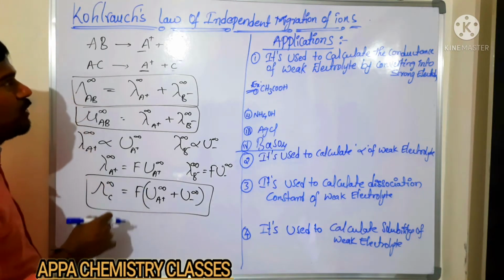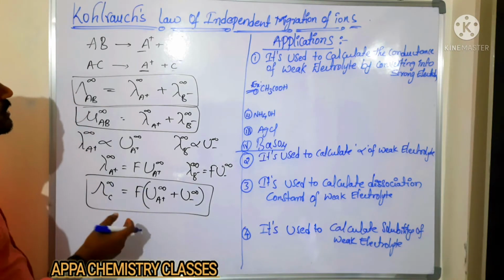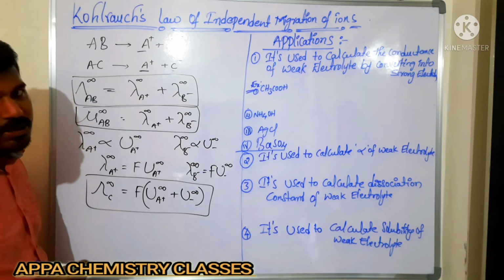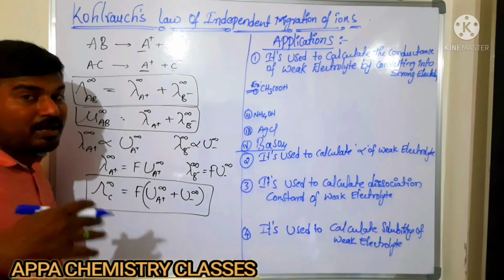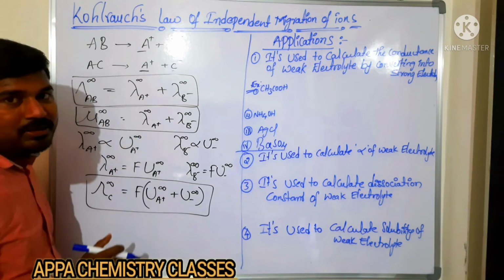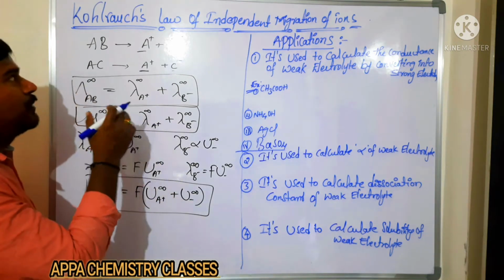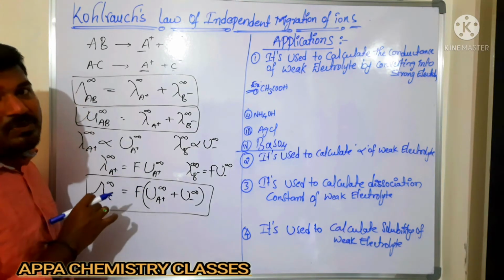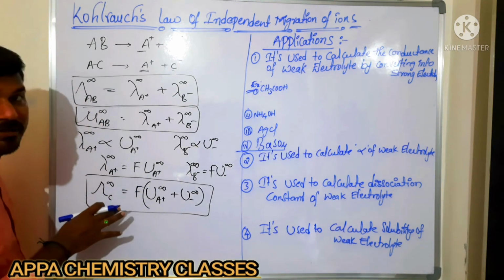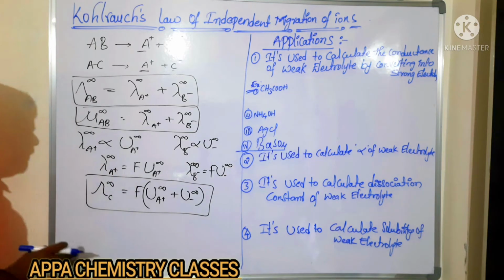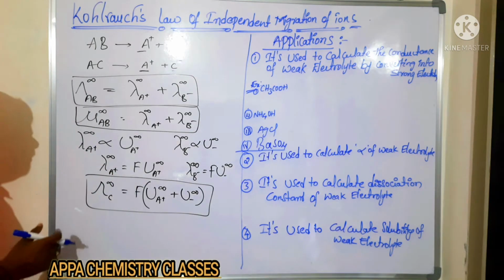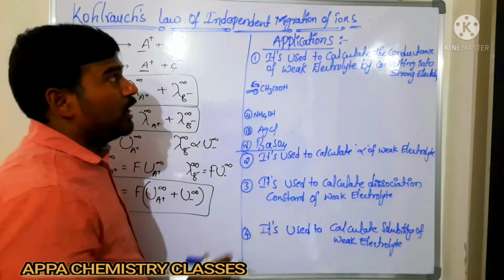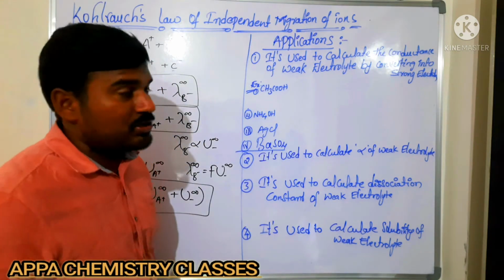By using this law, we can calculate the conductance of weak electrolytes. A weak electrolyte cannot be calculated by the graphical method. For that reason, they proposed this Kohlrausch's law to calculate mainly the conductance of weak electrolytes. Is that clear everyone? This is very, very important. Now we are going to see the applications of Kohlrausch's law of independent migration of ions.